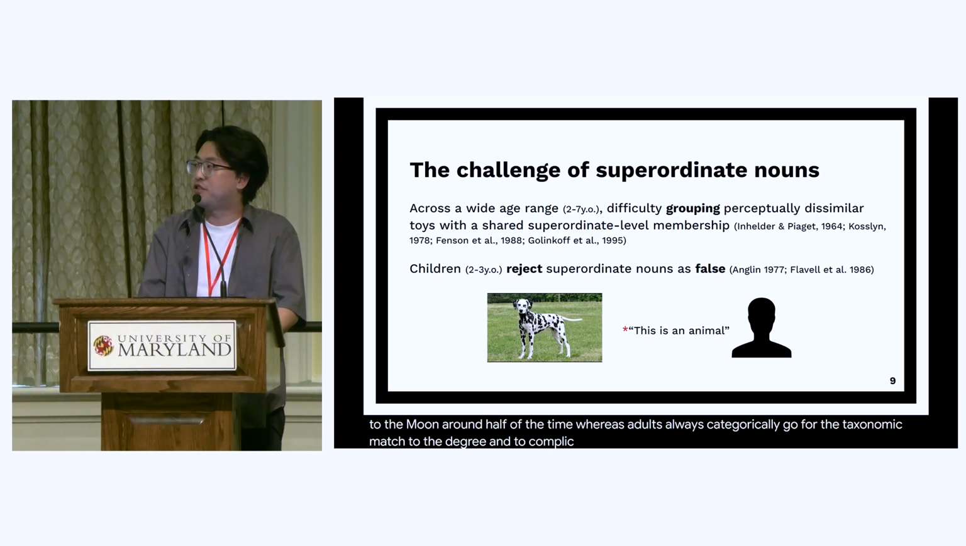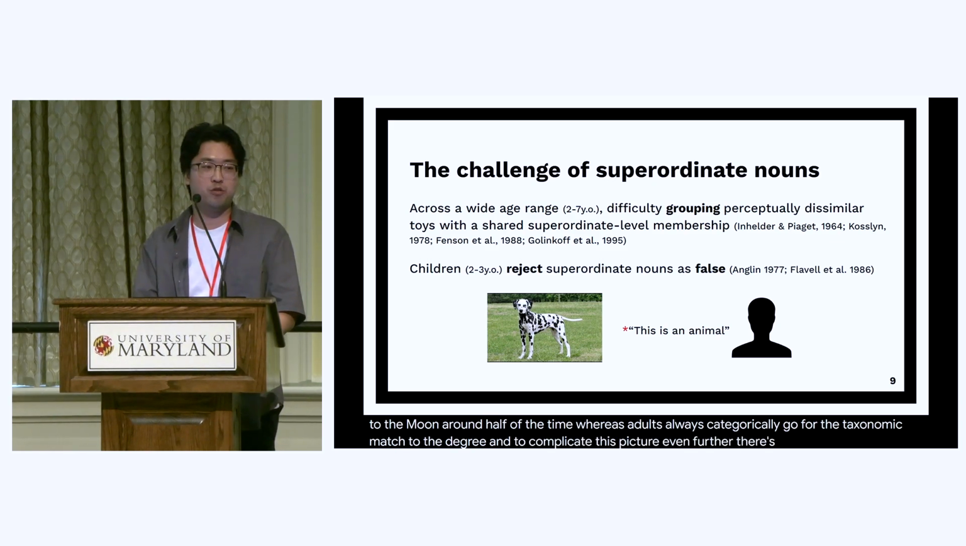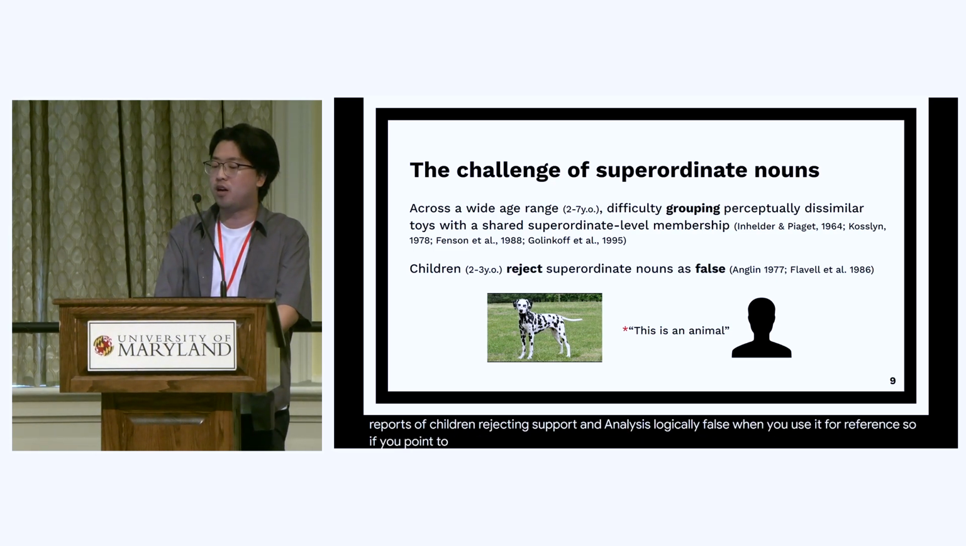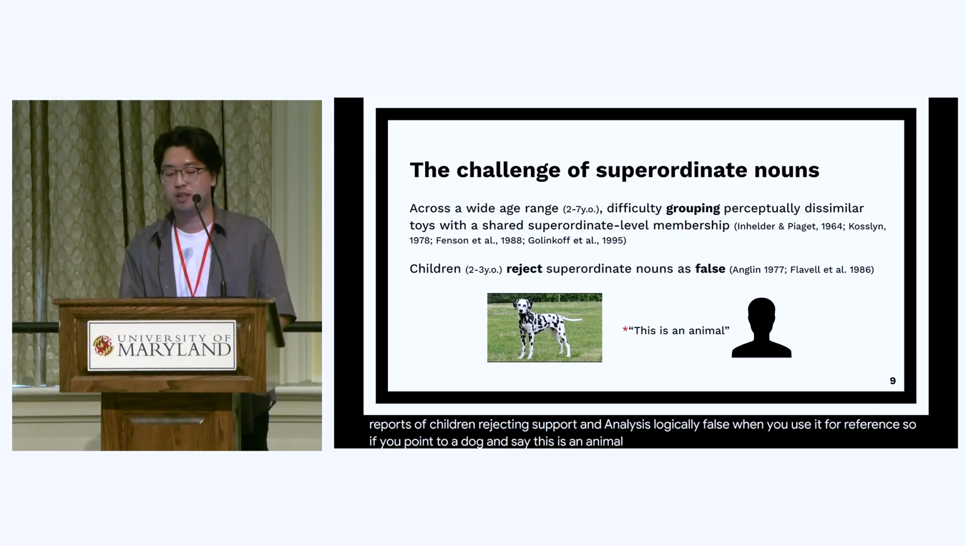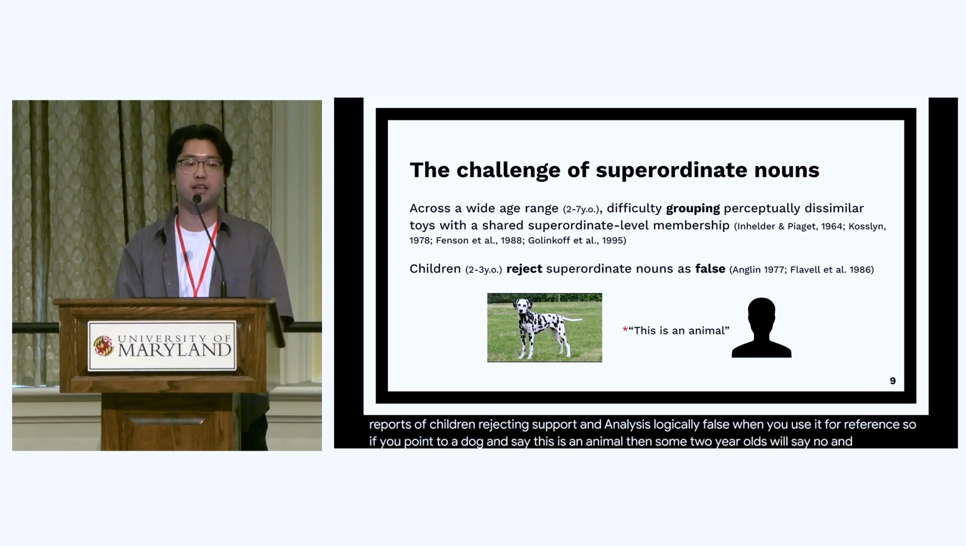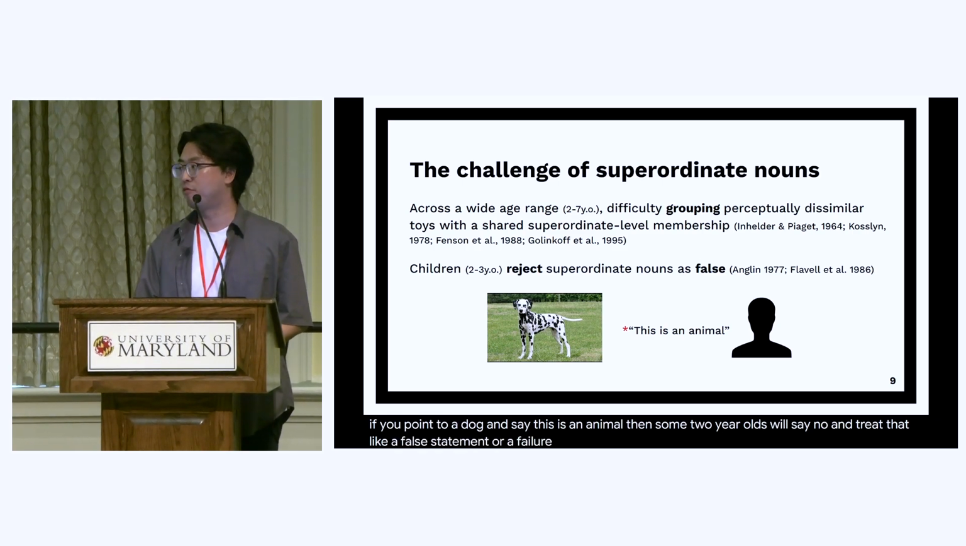And to complicate this picture even further, there are also really puzzling reports of children rejecting superordinate nouns as logically false when you use them for reference. So if you point to a dog and say, this is an animal, then some 2-year-olds, 3-year-olds will say no and treat that like a false statement or a failure of reference.